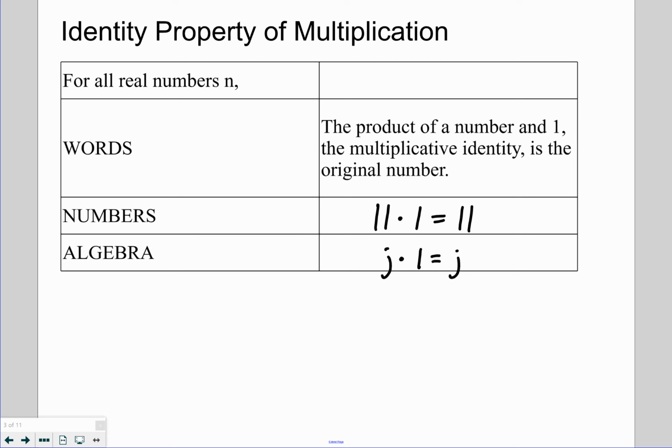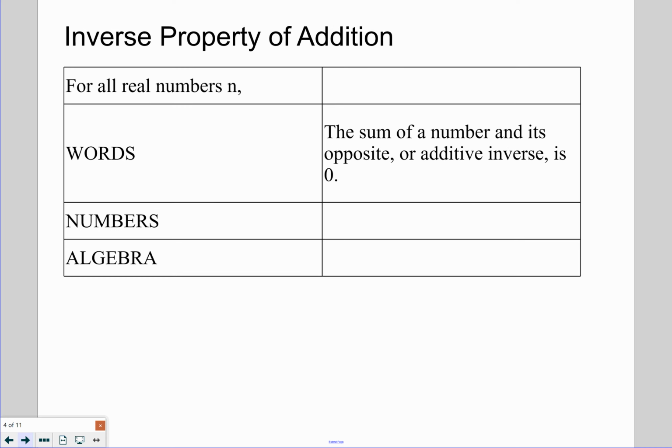So the identity property is all done. Now we're going to move on to the next property. The inverse properties. We have 2 of these as well. The inverse property of addition. The sum of a number and its opposite is 0.